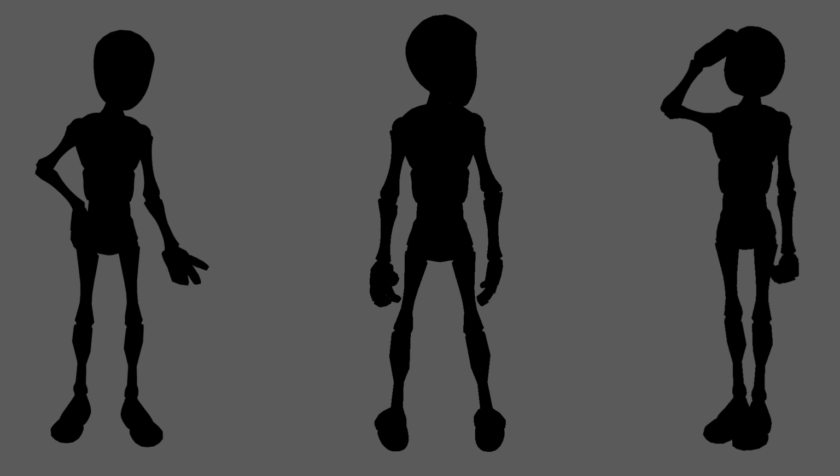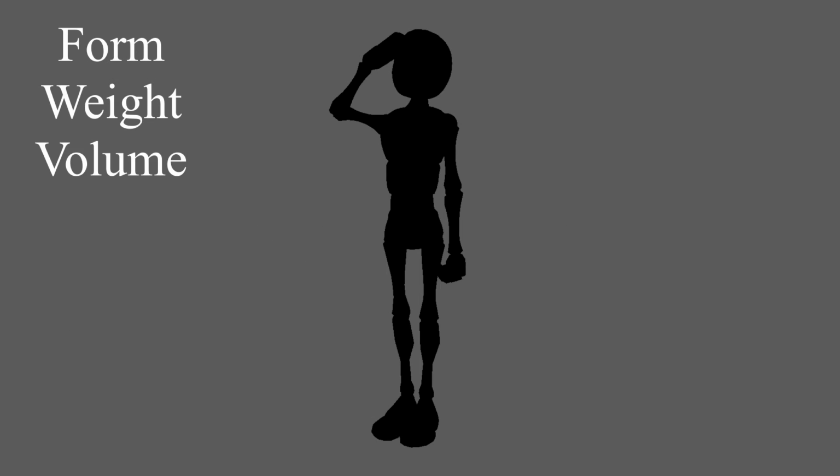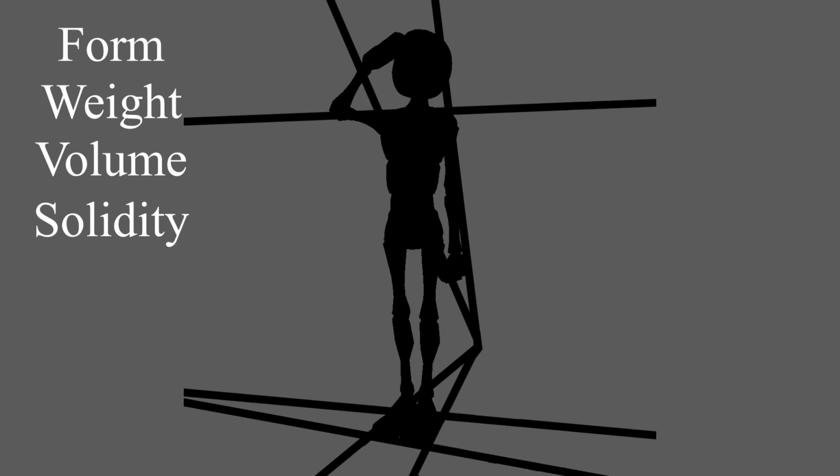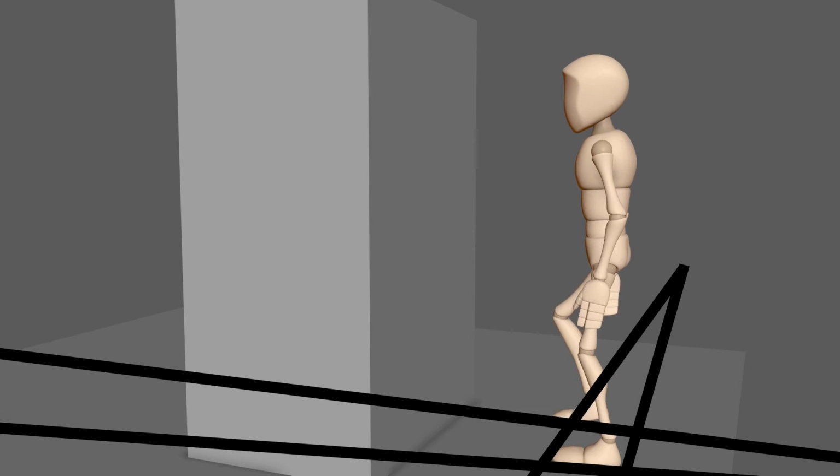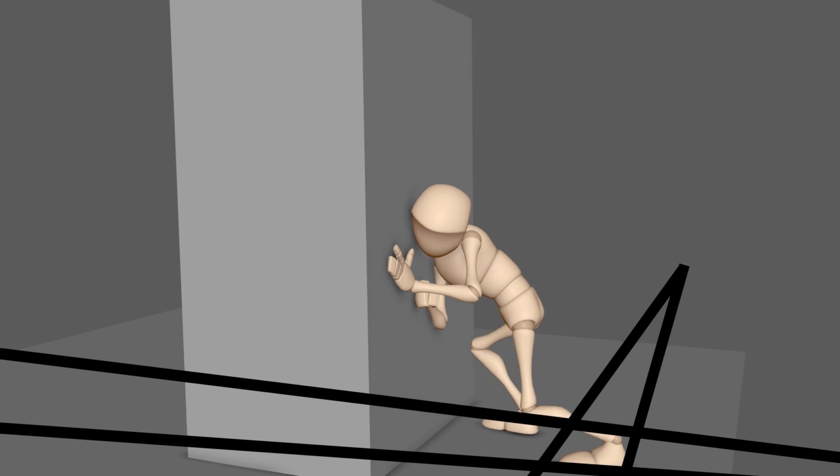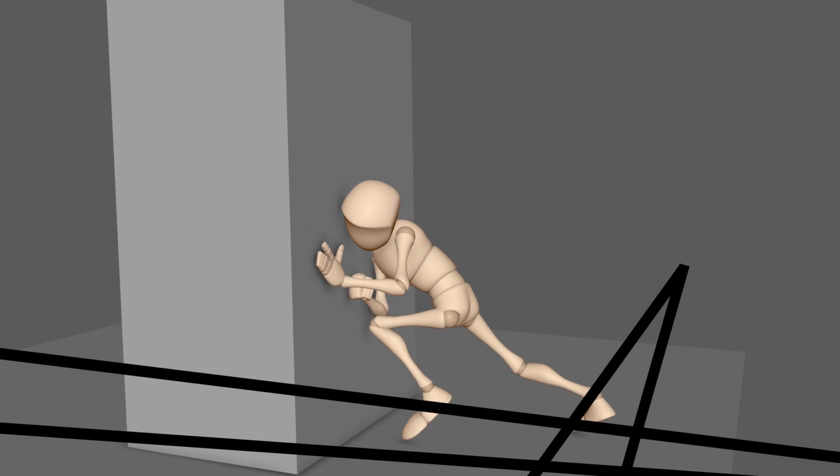Solid drawing. Form, weight, volume, solidity, and the illusion of three dimensions all apply to animation as they do in academic drawing. It means taking these into account to create believable movement in space.